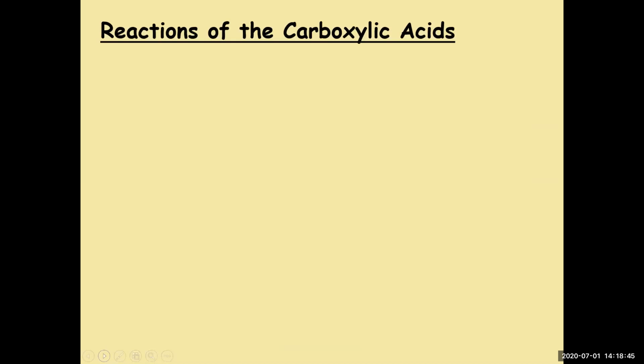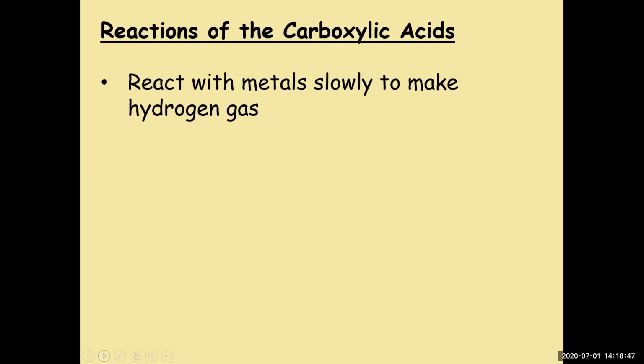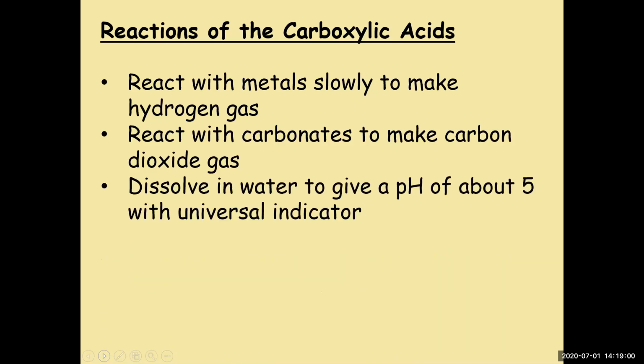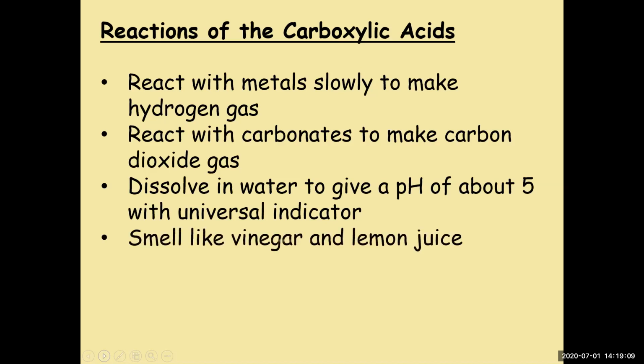Reaction of carboxylic acids. So they will react with metals to produce hydrogen gas. This is a lot slower than a laboratory acid because they're a lot weaker acid. They will react with carbonates to make carbon dioxide. They will dissolve in water to give a pH of about 5, but their pH can be anywhere between 4 and 6. And they often have an acidic or tart smell, for example, vinegar or lemon juice. They are not flammable.